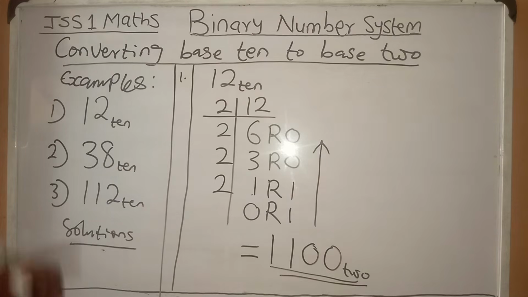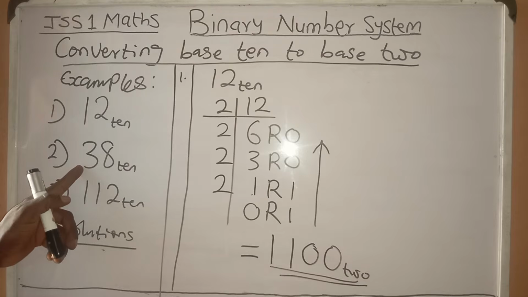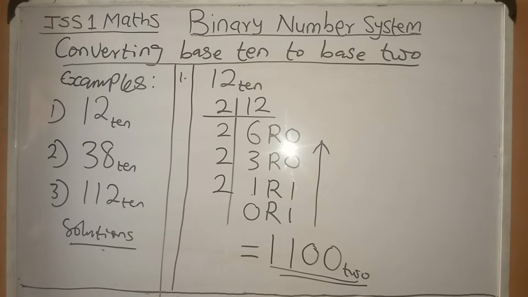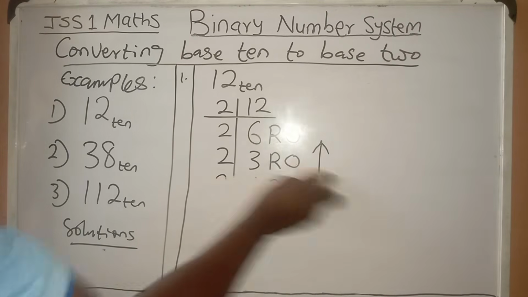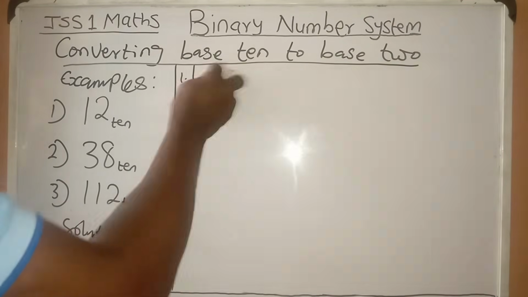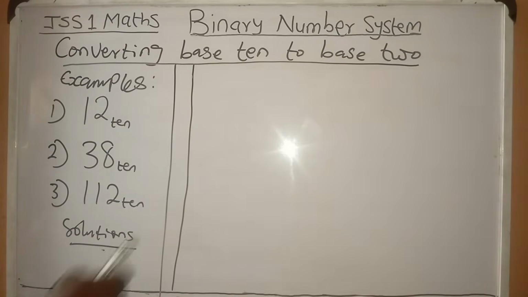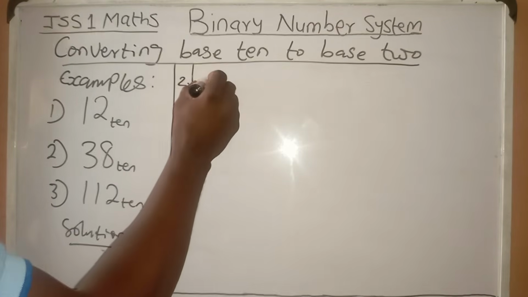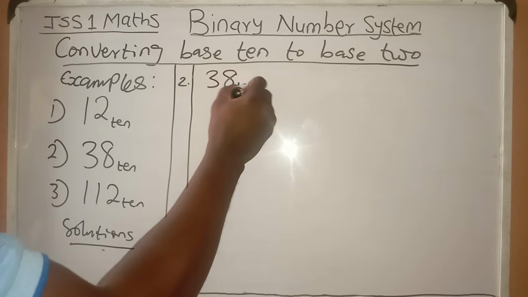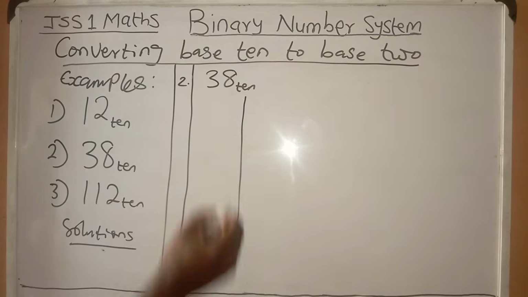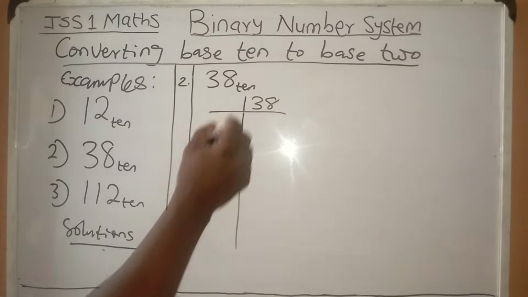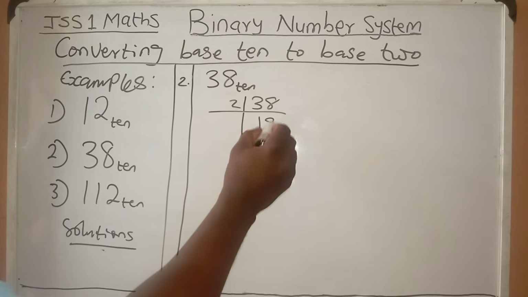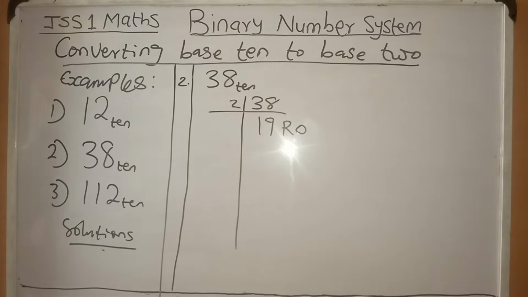Good. So pause the video and quickly try number 2 to see whether you can get the answer correct. I believe you have done that already. Let's go to number 2 and get the solution to that. Question number 2, which is 38 in base 10. We are changing it to base 2. Since we are changing to base 2, we have to divide it by 2. 2 divide 38 will give us 19, remainder nothing.